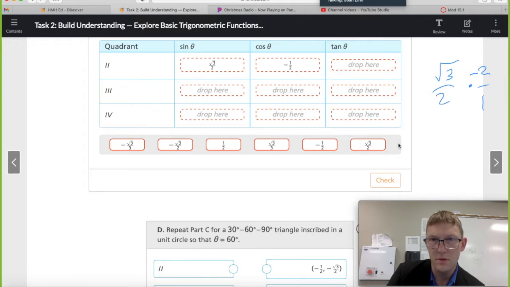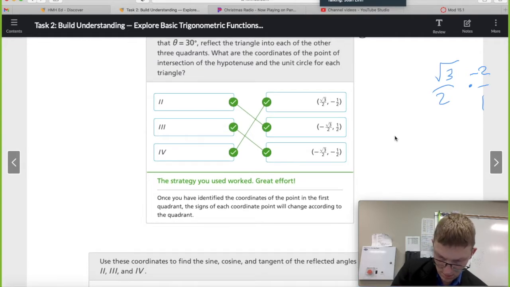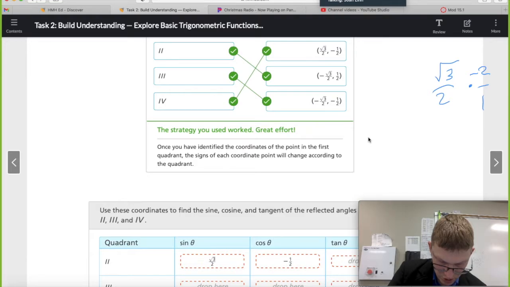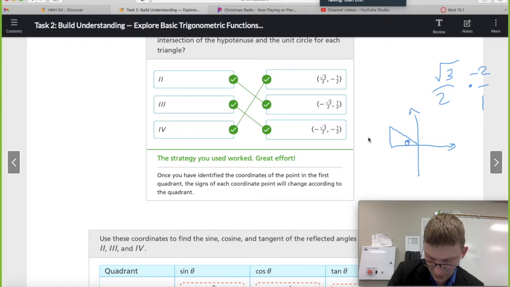Am I missing something? Okay, let's draw it out. Maybe I'm missing something, and I'm going to look foolish later on. So in quadrant 2, it's like this. Our theta is right there, sometimes also denoted as just that little curvy thing.